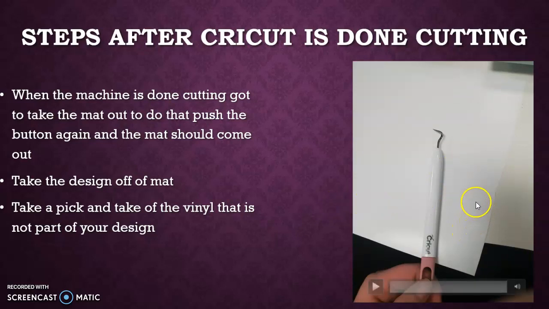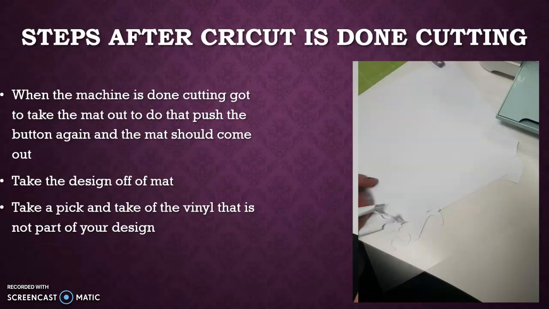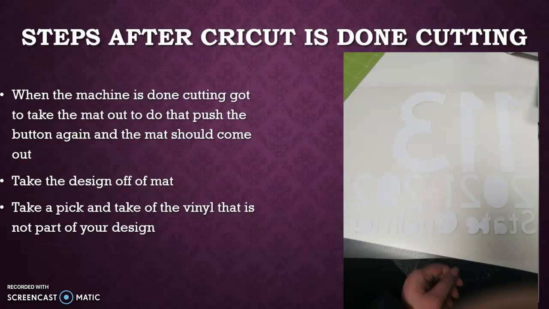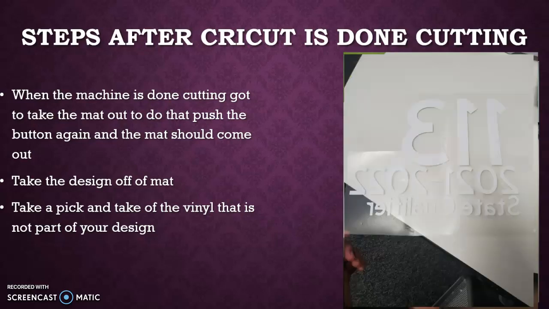Here are your steps on getting the background off your mat. You take your pick that is Cricut brand and you take a corner and you pull off all your background. Here's my process of removing the background. See, I'm almost done, but I still have some in between my letters. This is what it looks like when it's completely finished, taking out the extra vinyl.